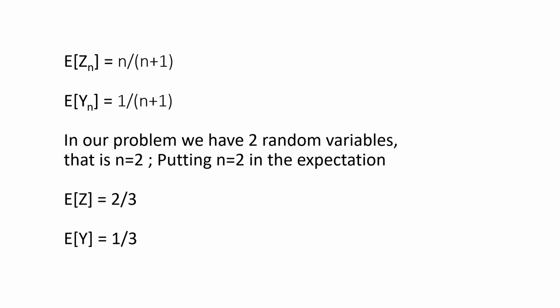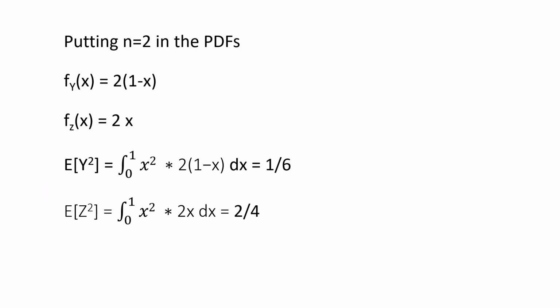In our question, we have two random variables, that is n is equal to 2. So we can substitute n equal to 2 in these expected values to get the expected value of our random variables. So expected value of z turns out to be 2 by 3 and y is 1 by 3. Similarly, we put n equal to 2 in the PDF functions which we just calculated. So the PDF of y is 2 times 1 minus x, and PDF of z is 2x.